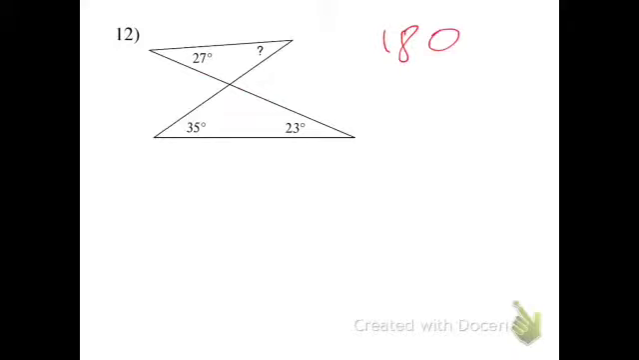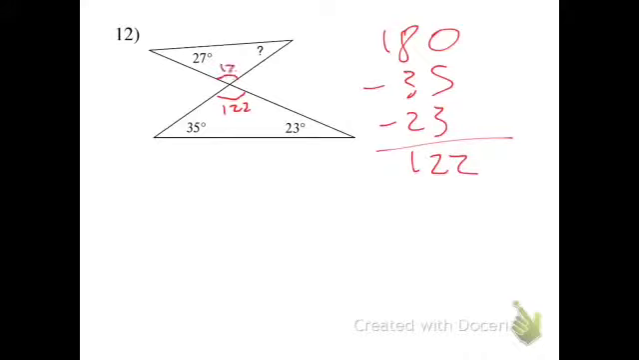So take 180 minus that 35 degrees here, and minus the 23 degrees there, because all the angles in a triangle add up to be 180. So if we subtract off the ones we know, we'll get the one we're missing. And so when we do that, we're going to get 122. So this angle here is 122, which is going to make this one 122.